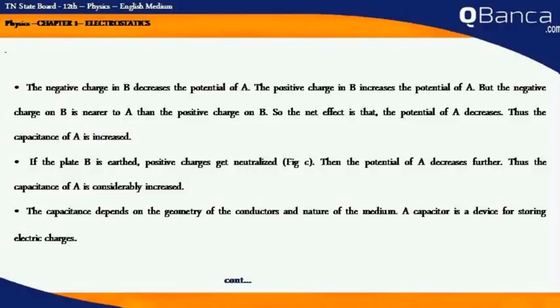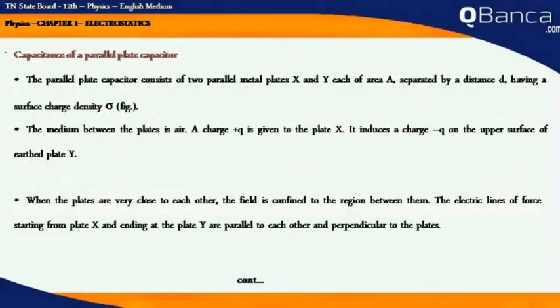The capacitance depends on the geometry of the conductors and nature of the medium. A capacitor is a device for storing electric charges. Capacitance of a parallel plate capacitor. The parallel plate capacitor consists of two parallel metal plates X and Y, each of area A, separated by a distance d, having surface charge density sigma. The medium between the plates is air.